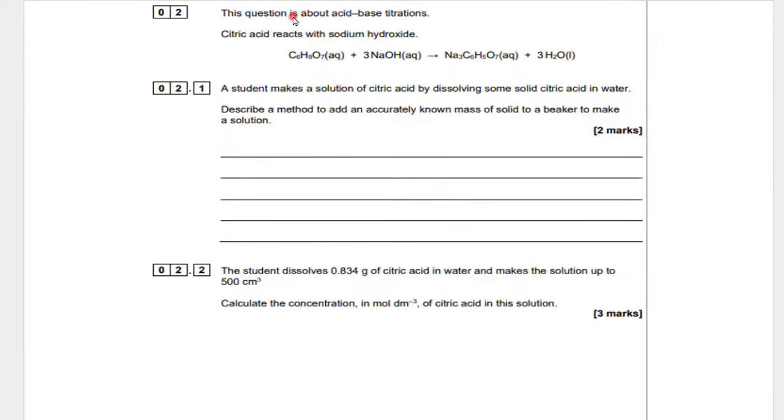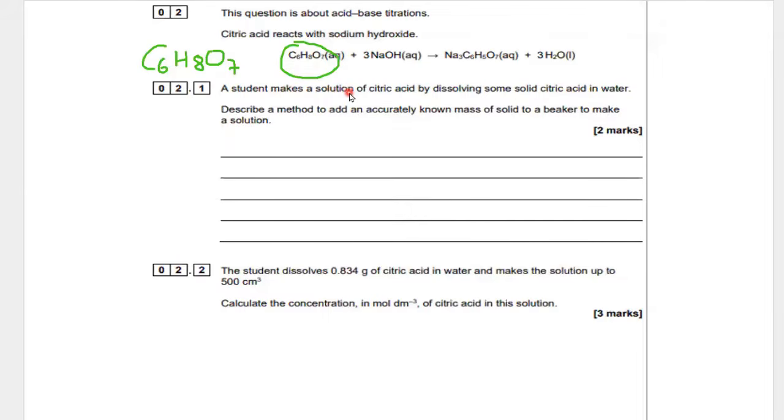Question 2. This question is about acid and base titrations. Citric acid reacts with sodium hydroxide. That's an alkali. So we can see which one is the sodium hydroxide. We're going to be interested in this question in the citric acid. My eyes are terrible, but I believe that's C6H8. We're going to need its molecular formula later on in this question. So that's the citric acid, that's the sodium hydroxide. Here we've got a reaction.